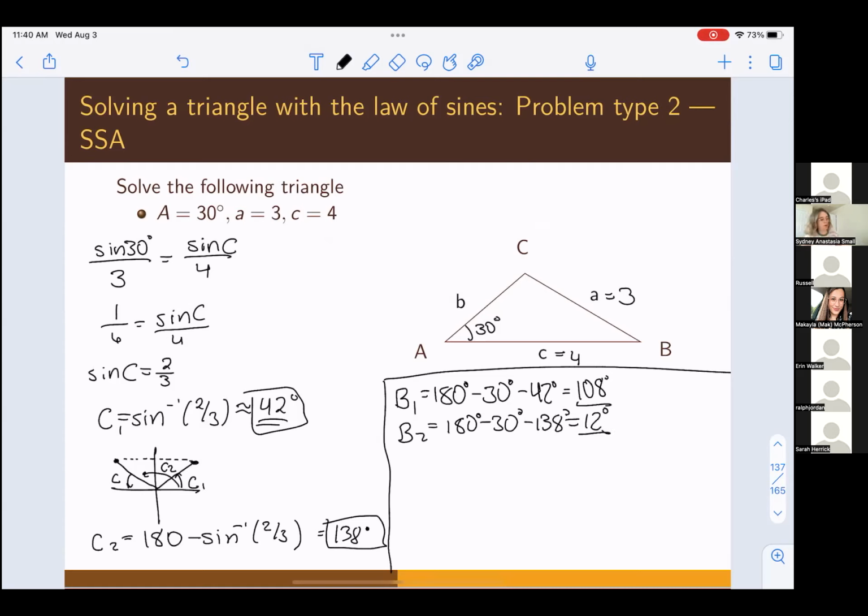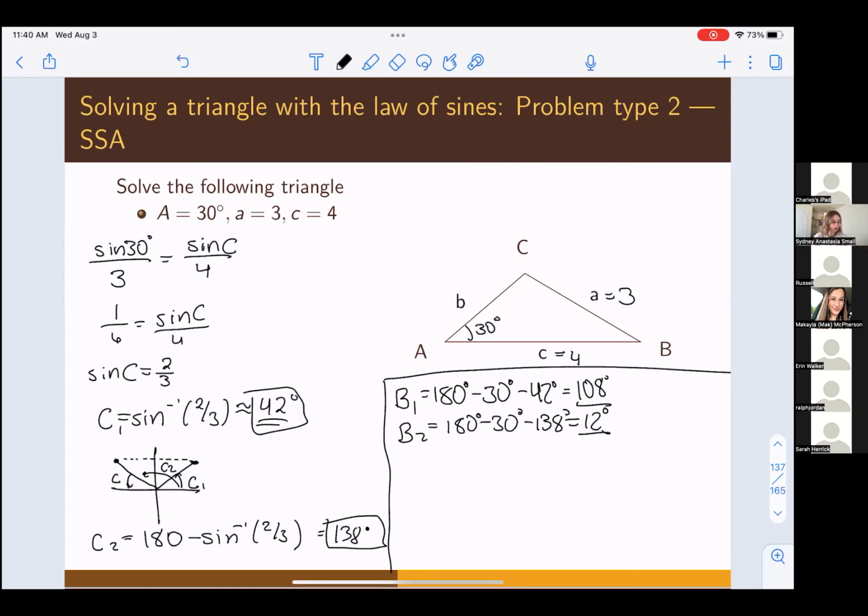So we also have two possibilities for B. Again, both of them make sense. A 108-degree angle is fine at this point. A 12-degree angle is fine. C1 plus B1 plus A is 180. C2 plus B2 plus A is 180. We're still good. No big red flags. So let's finish out our problem to solve for sides B1 and B2.